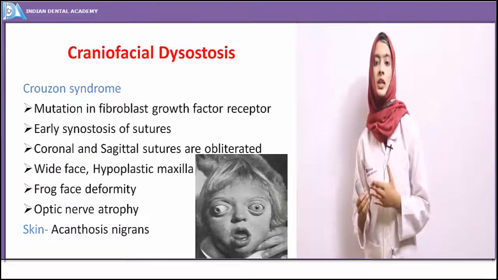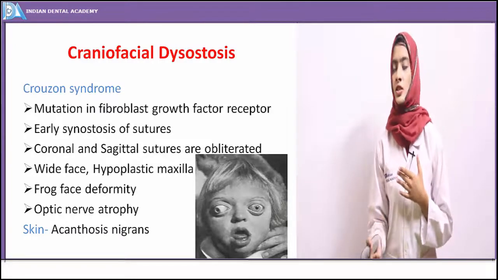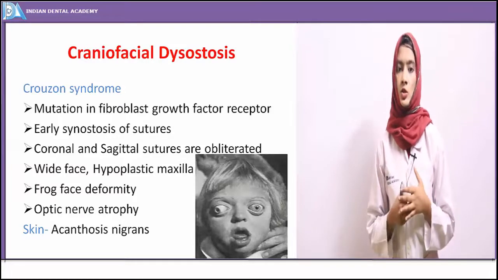So first we will study the Crouzon syndrome. Crouzon syndrome, earlier it was known as the craniofacial dysostosis. Now it has been referred to as Crouzon syndrome or disease.